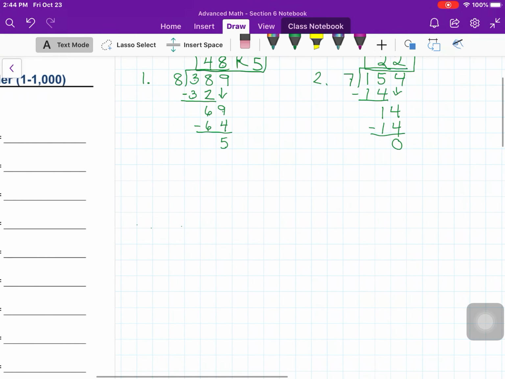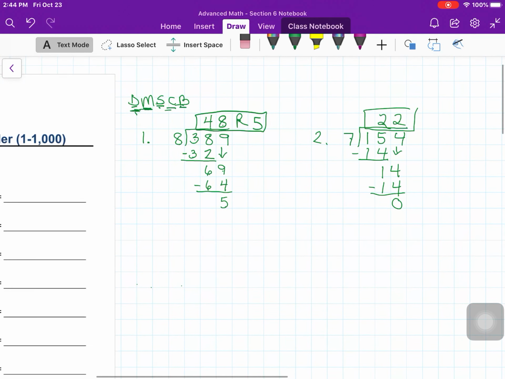All right, one final problem that we'll do together. 304 divided by 6. So I'm going to put that right down here, number 3.